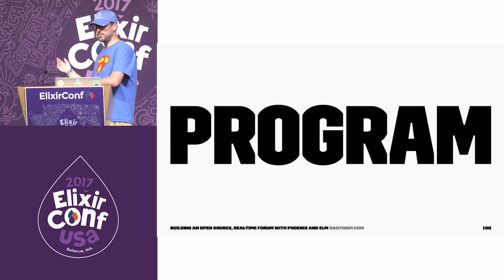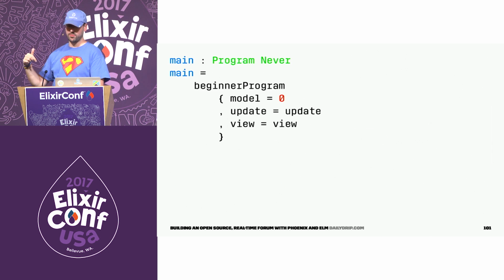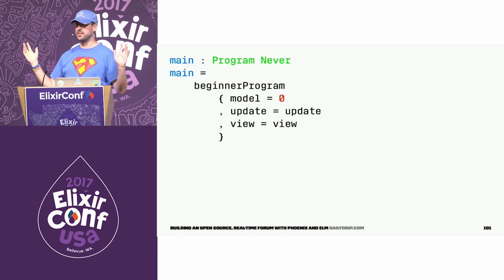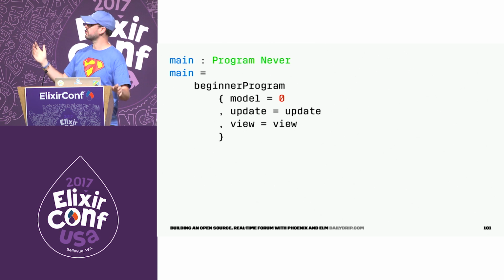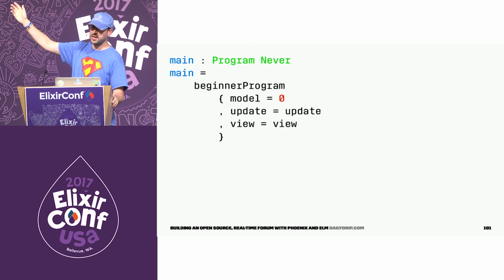And so then you make a program, and the program is where you actually tie into the runtime system. So here we've made a program, and we've given it a model. Our model is an integer. It's the integer 0. That's where it starts. We've given it an update function, and we've given it a view. And the view knows how to take the model and produce HTML.